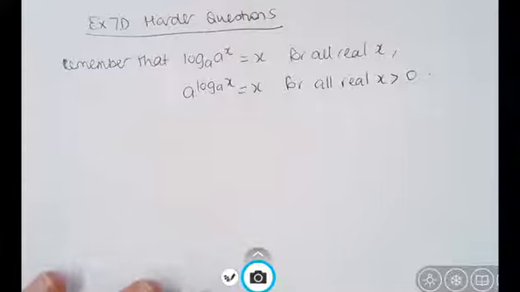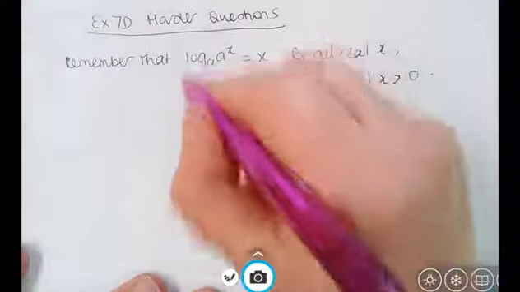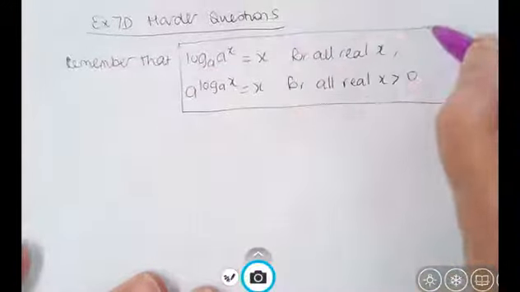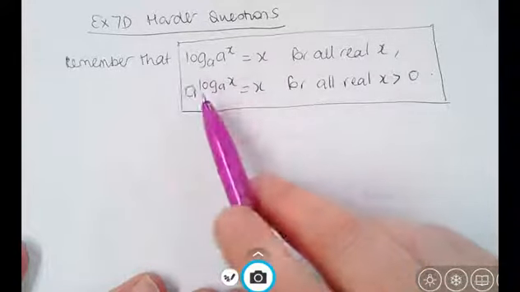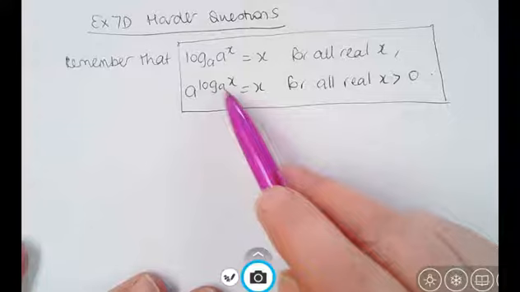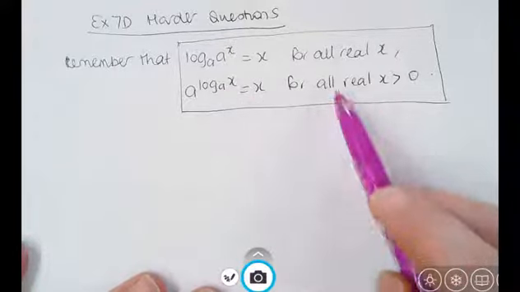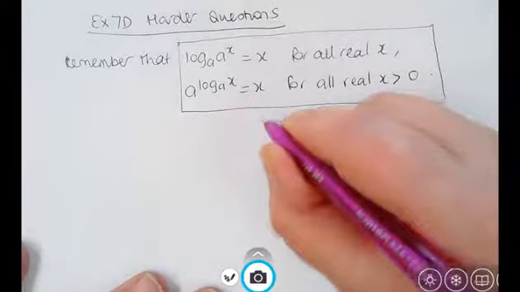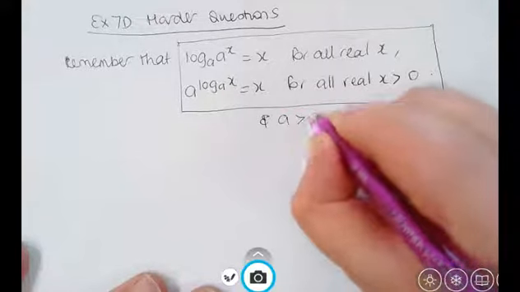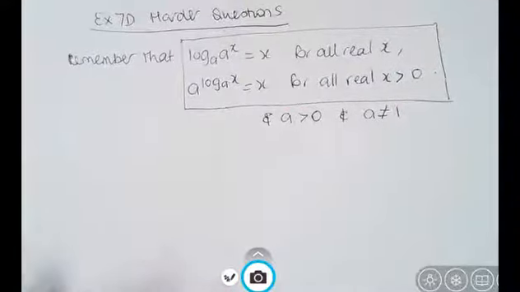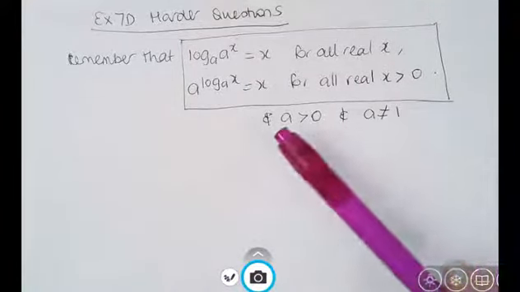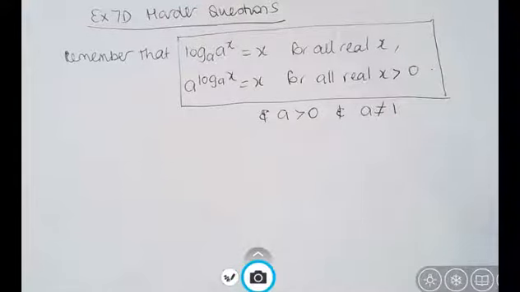Just one extra little thing on exercise 7D. There were just some harder questions at the end. Just remembering these rules: log to the base a of a to the power of x is x, and a to the power of log to the base a of x equals x for all real x greater than 0, and where a is greater than 0 and a not equal to 1. These laws apply when a is greater than 0 and not equal to 1.